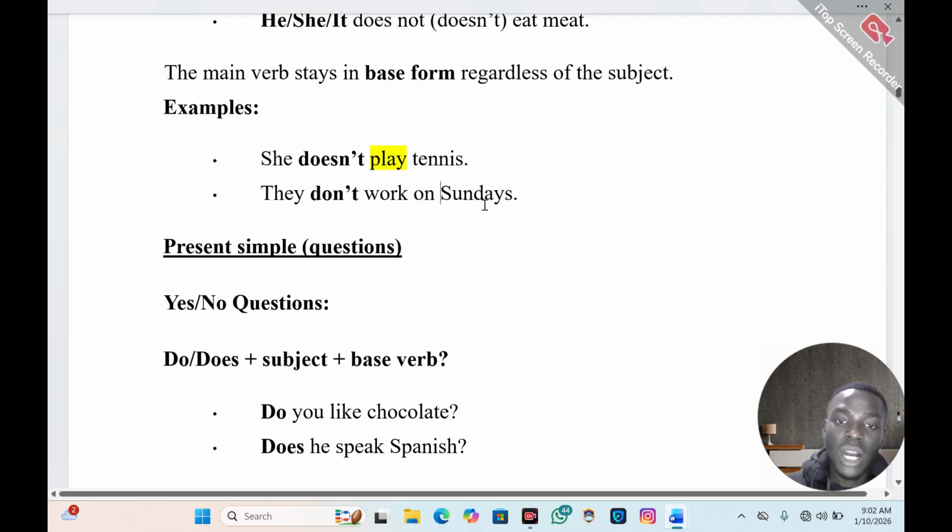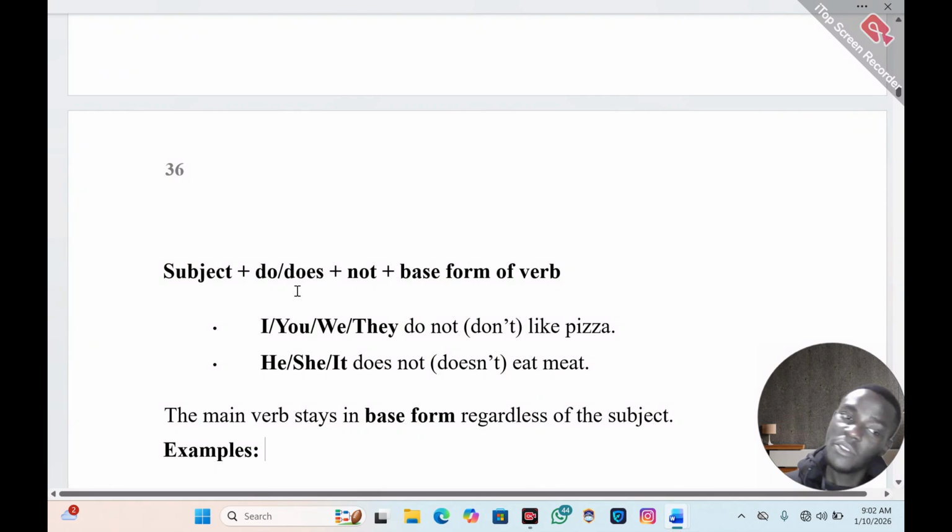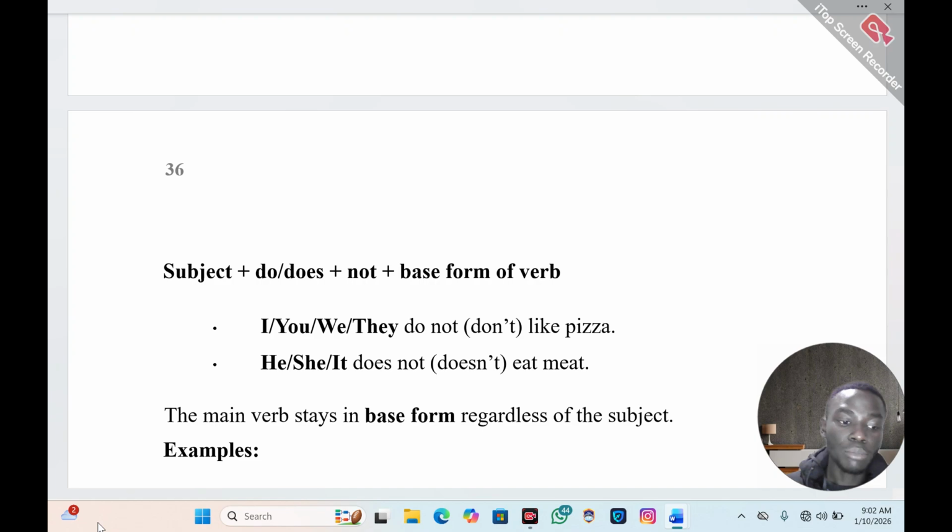Remember, on they we use don't. On she, he, and it we use doesn't. Good. Let's continue now. I hope now you are able to form negative sentences in the simple present tense. A quick review: we take the subject, and then we add do or does. We add not plus the base form of the verb.